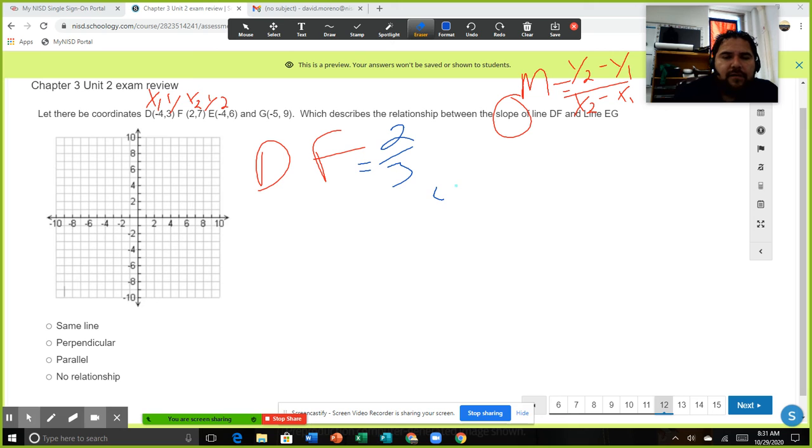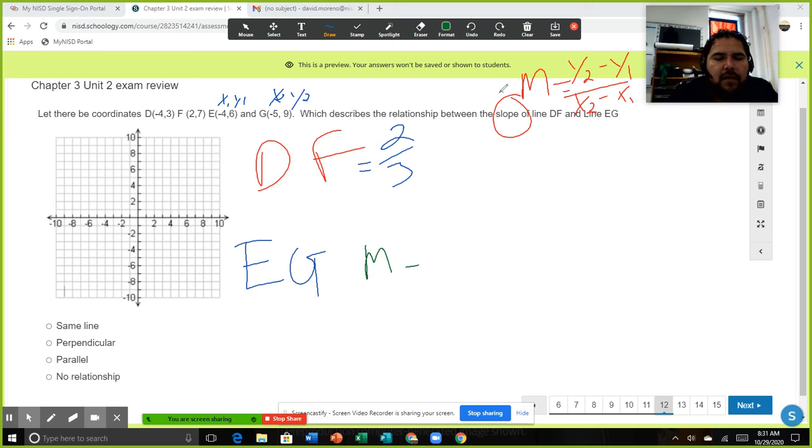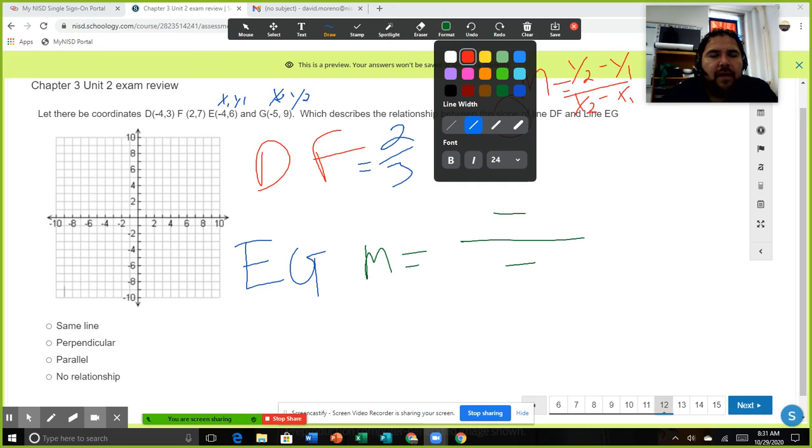Because we know our slope's 2/3, right? All right. Now, let's find the slope of the other line. We got to label our points, x1, y1 for this new slope, x2, y2. So now we're going to find EG. And EG, we label, we do our slope formula, m equals divide minus minus, set it up. Now we plug in our values.